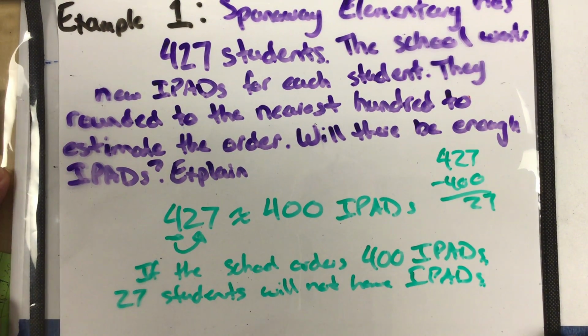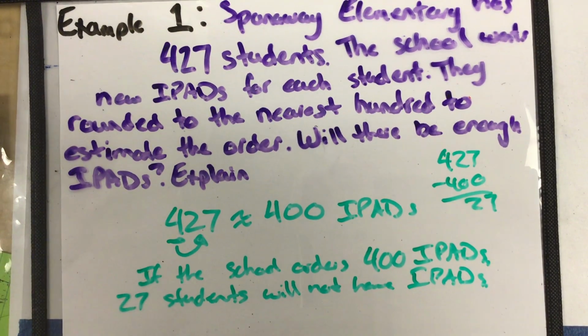Okay, so then what would be a better number to round to? I want you to think, if rounding to the hundreds didn't work, what would be a better place value to round it to?